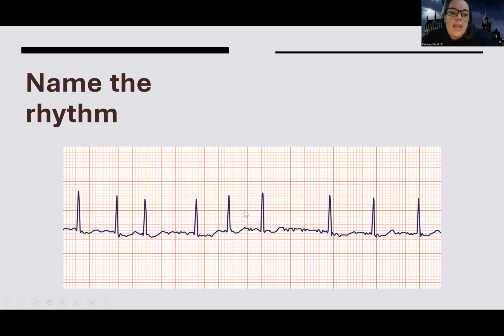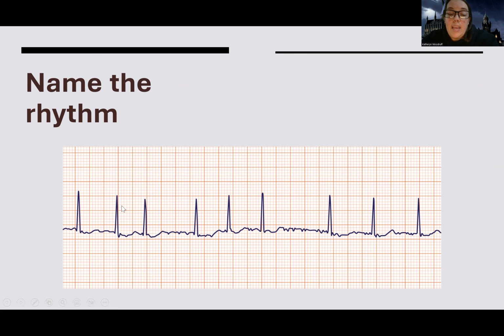It looks about the same. It looks different in between each of these. So I have an irregular rhythm with a rate of 90. I have no discernible P waves. It looks kind of like fibrillatory waves. I do not have a P wave for every QRS.